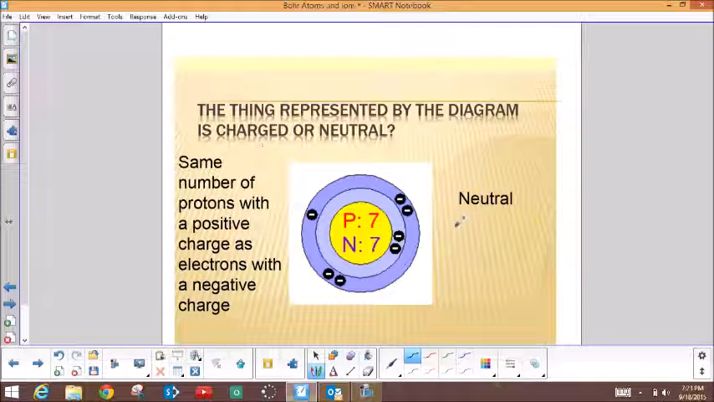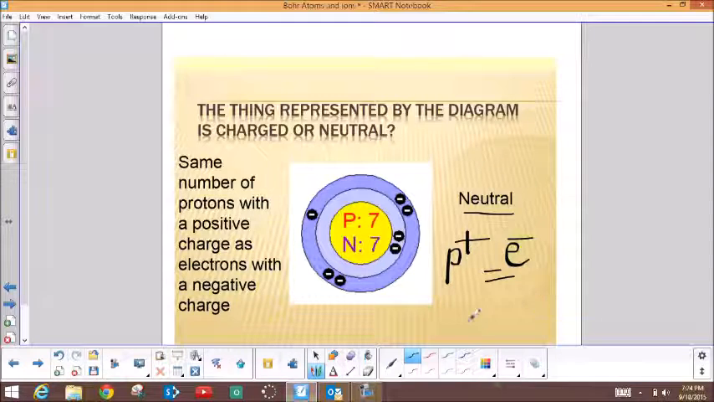Is this diagram that they're showing you in this picture, is it something that is charged or neutral? They are letting you know that it is neutral. How are you neutral? Because your pluses and your minuses equal each other. Now, which things have a plus? The protons. Which things have a minus? The electrons.